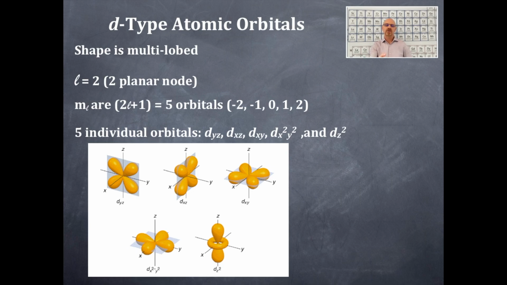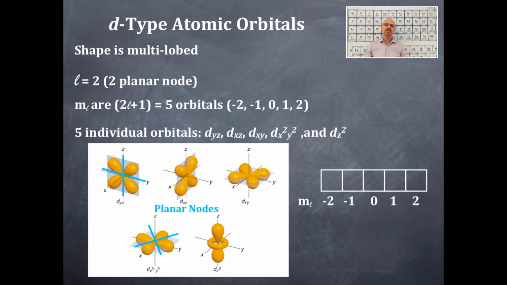So you should see those 5 different types of orbitals with those 5 different shapes. Remember, L is 2, that means it's a d-type orbital. L is 2, that means there are 2 planar nodes. I've just labeled 2 sets of the planar nodes. Remember that each one of these orbital sets has 2 planar nodes in them. Hopefully you can see that.